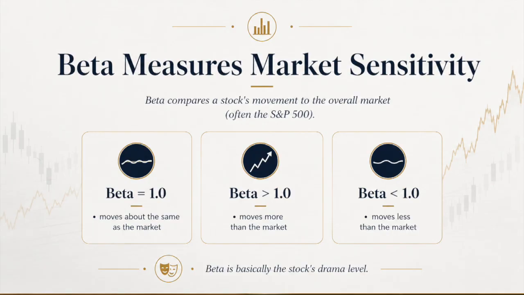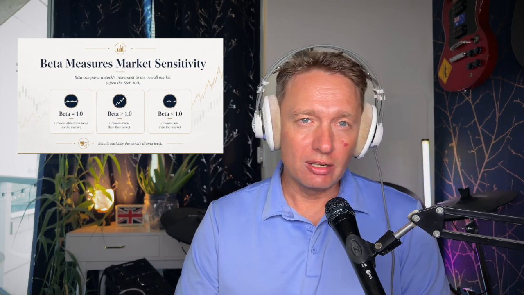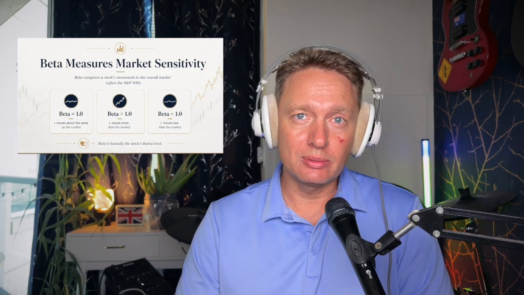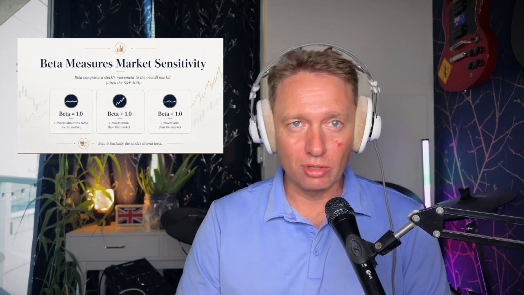Beta compares a stock's movement to the movement of the overall market, and it's usually the S&P 500. So a beta of 1 means that the stock tends to move about the same as the market, above 1 that it moves more than the market, below 1 that it tends to move less than the market. So basically, beta is the stock market's drama level.